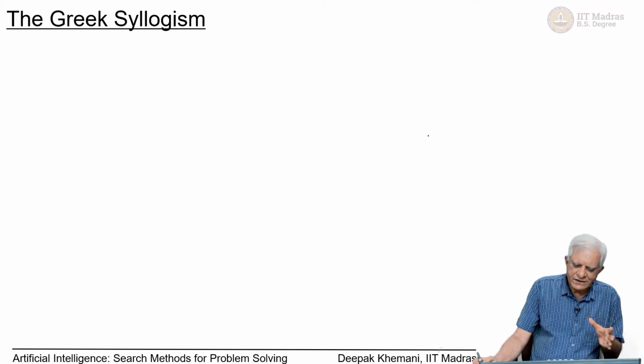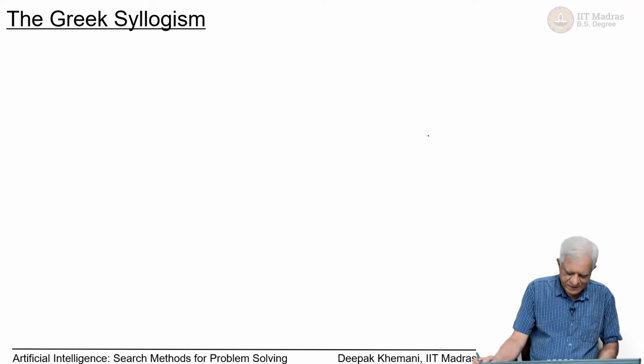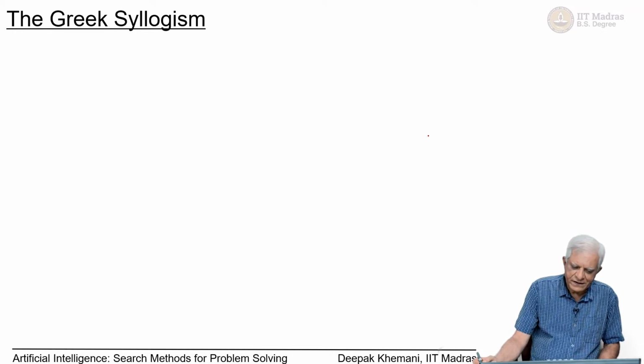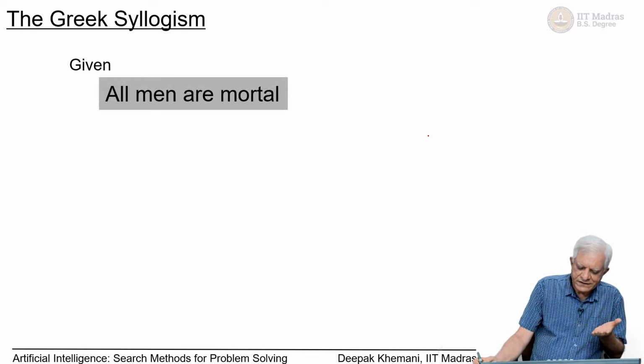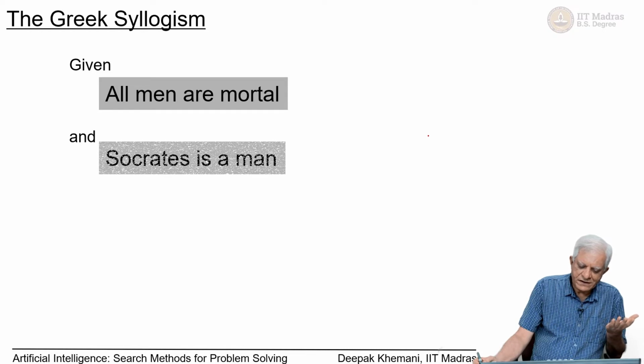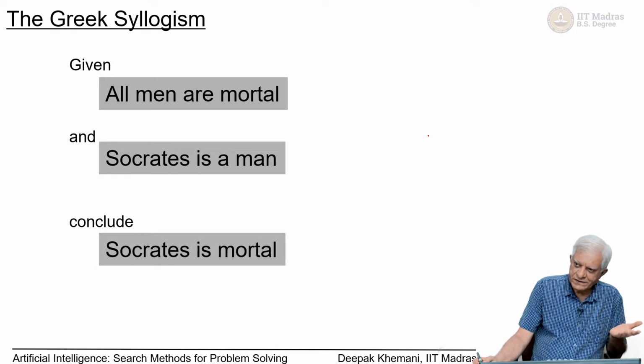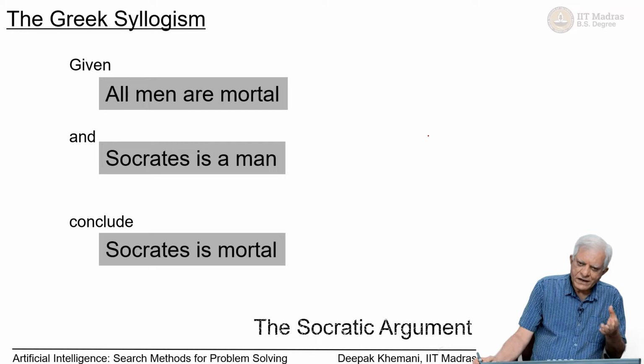So, the Greek syllogism is what most people who study logic start with, and that is this classical example. What is given to you are two sentences, that all men are mortal and Socrates is a man, and from this you should conclude that Socrates is mortal. And the whole idea of entailment is that if the first two sentences are true, then the third one has to be necessarily true. So, that is the notion of entailment.